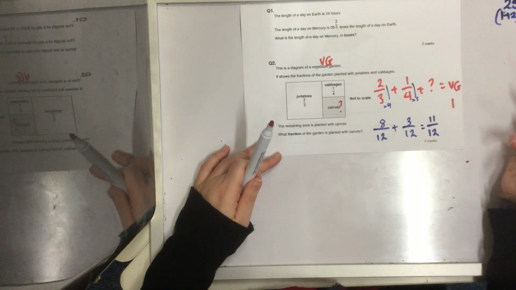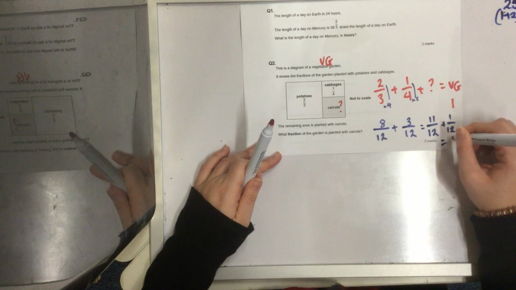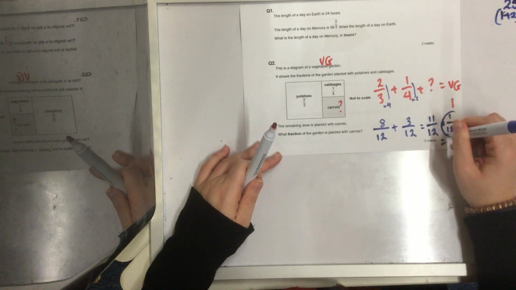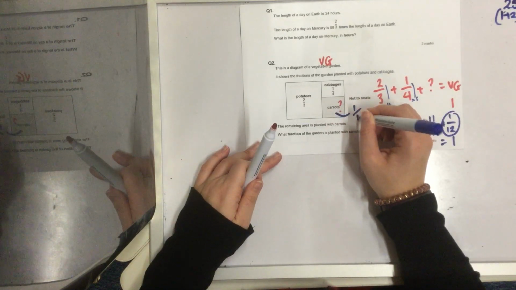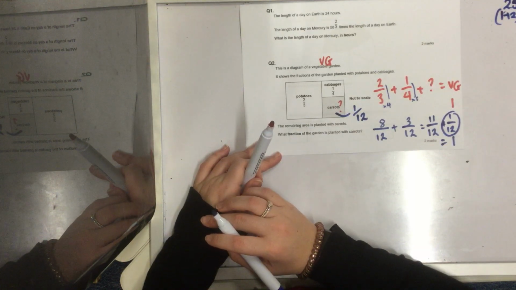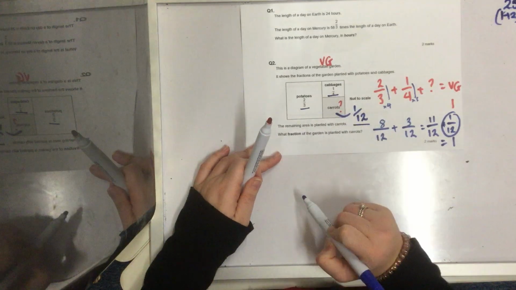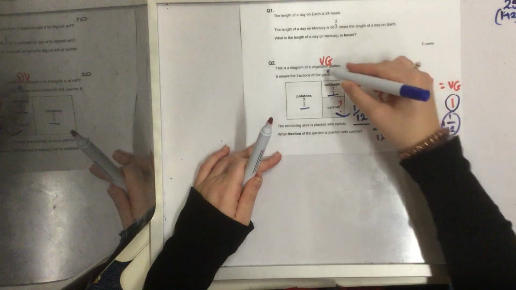And then actually, to make 1 whole now, all I actually have to do is add 1. That would give me 1 whole. So my final answer for this question is actually going to be 1/12. And if you wanted to go back and check, if you were to add 2/3, 1/4 and 1/12, you would end up with 1, which is your vegetable garden.